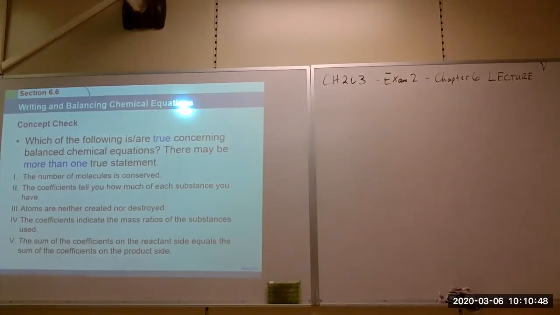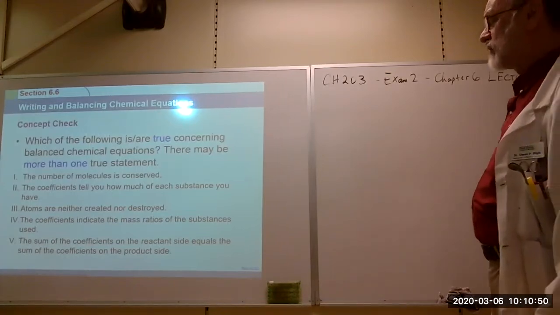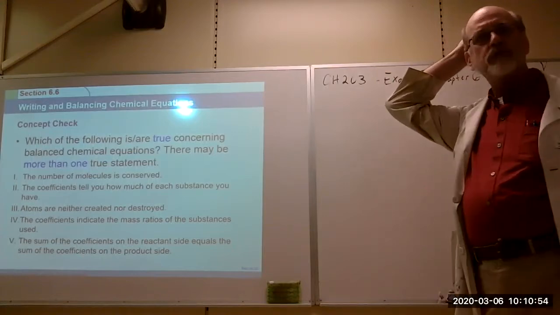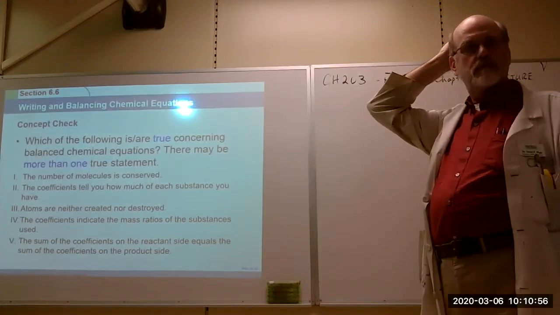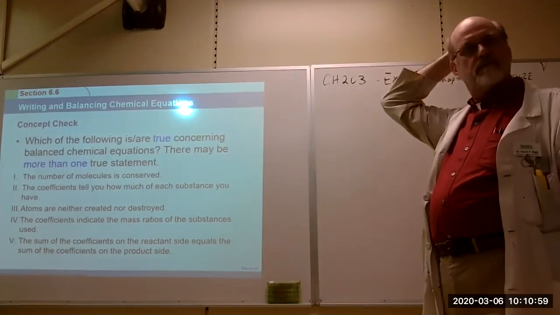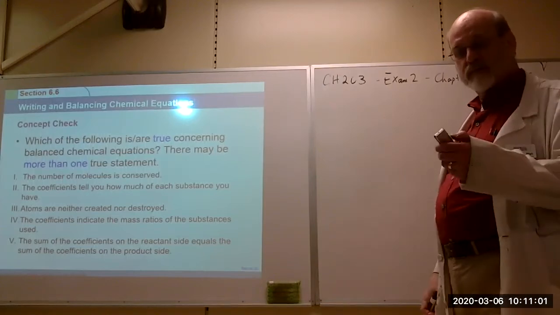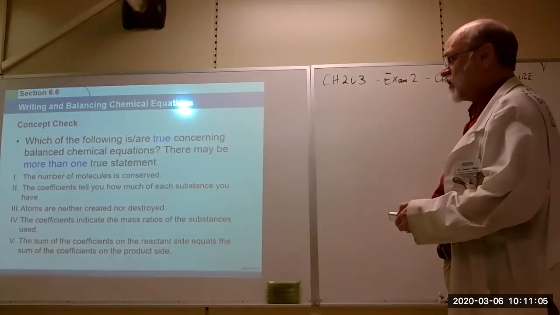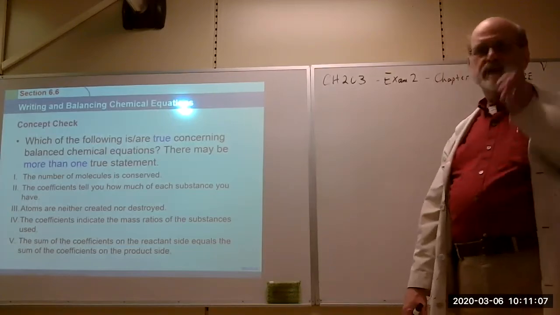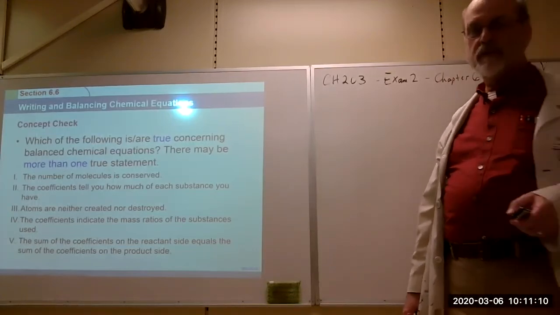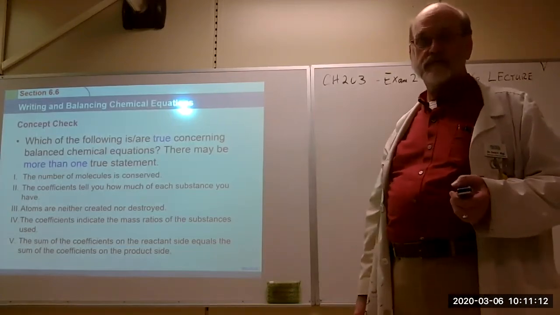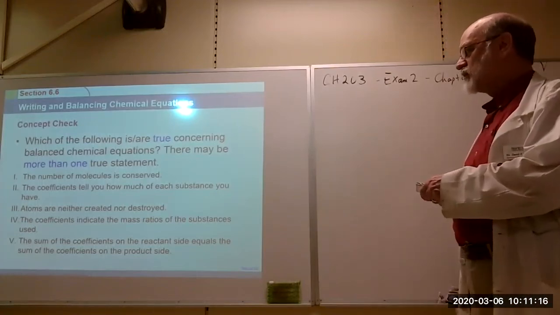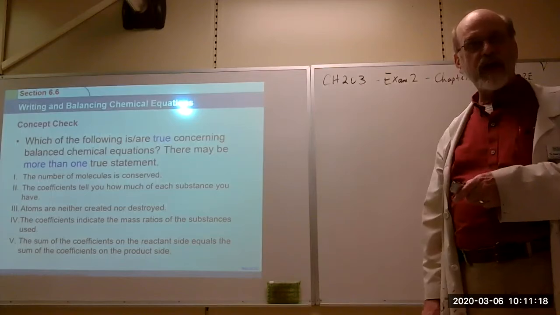Okay, which of the following is true concerning balanced chemical equations? There may be more than one. The number of molecules is conserved. Is that true? No. Number of molecules might be different on one side than the other. Coefficients tell you how much of each substance you have. That's kind of a tricky play on words. How much means what's the mass? So the coefficients tell you not how much you have, but how many you have.